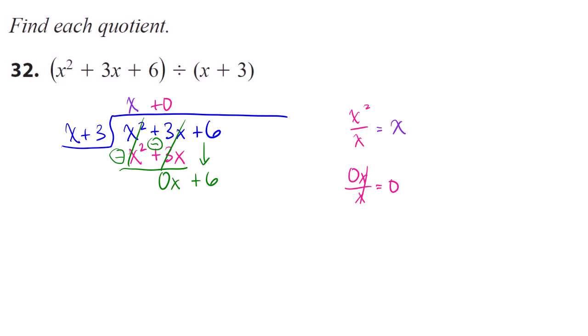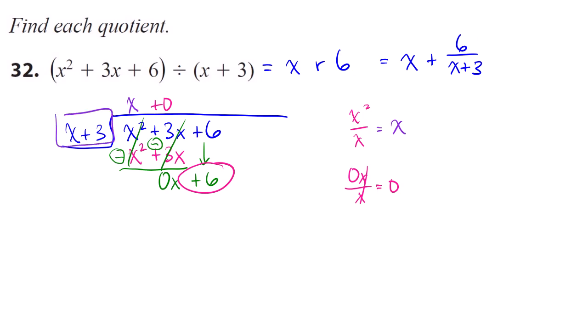And then basically that means our remainder is 6, right? So our answer here, our quotient, is going to be x remainder 6, right? Or we could write that as x plus 6 over x plus 3. So right, remember, like we talked about in the last video, we put the remainder on top, right? And then we put the divisor on the bottom in the denominator.